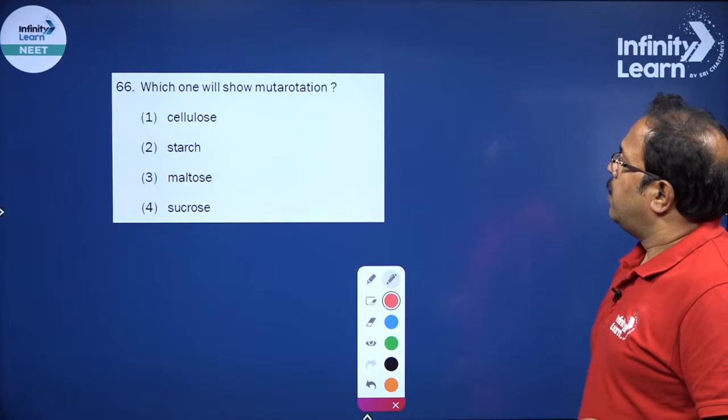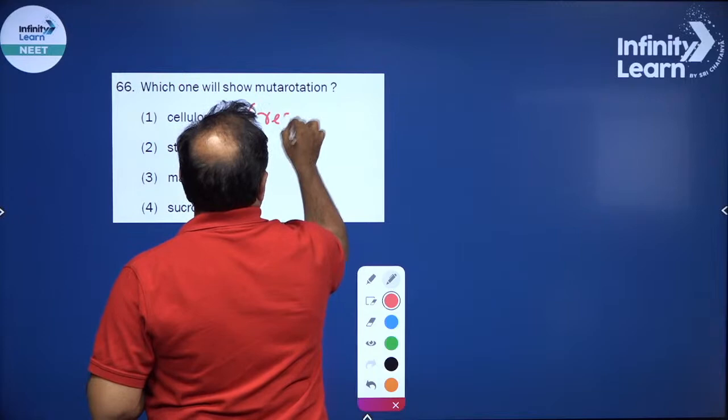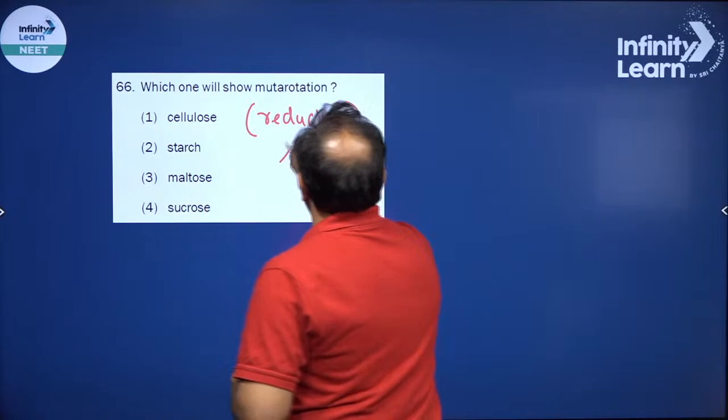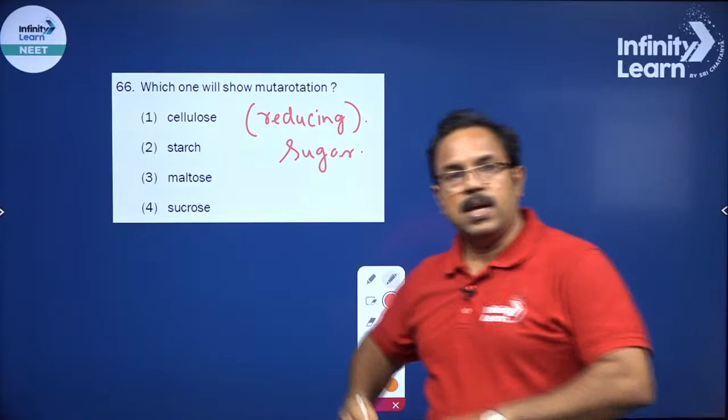Which one will show mutarotation? This, in the corrected form, you also have reducing sugar. I can have the presentation in the form of reducing sugar or mutarotation. In different papers we have been given different conditions.